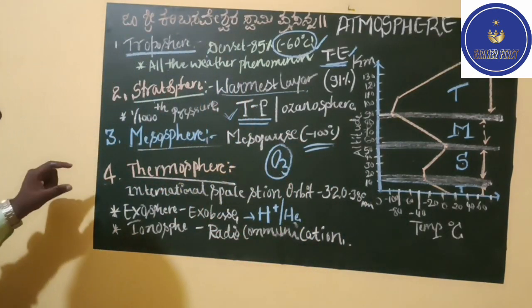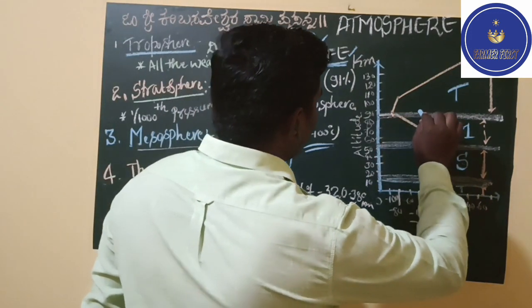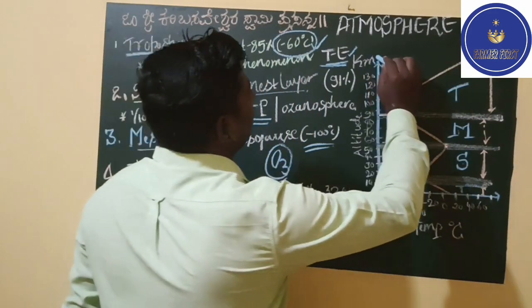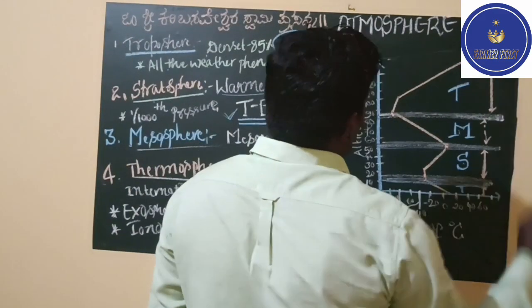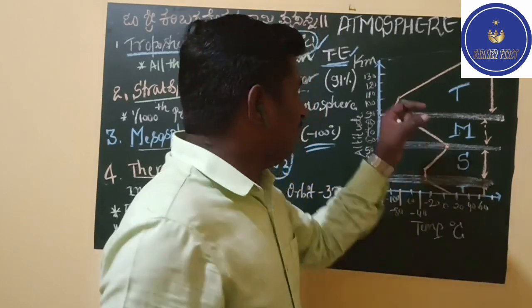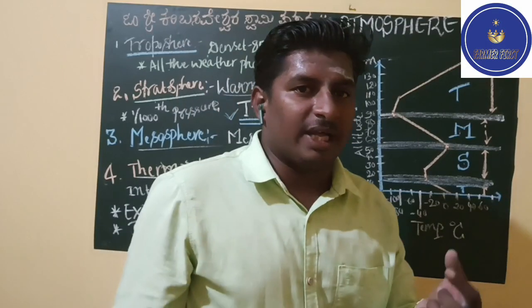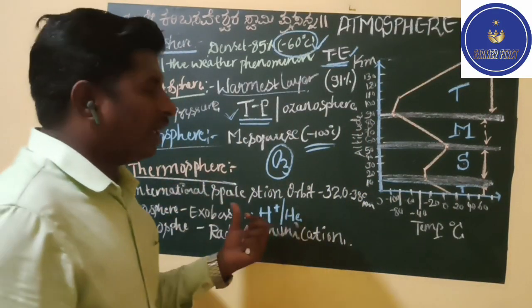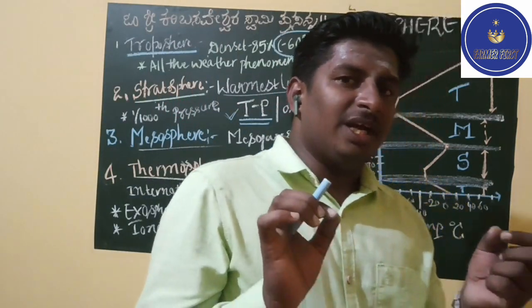Next is the thermosphere. As you can see here, my dear friends, it extends more than 50 kilometers, but it does not have any specified boundary. The outer layer of the thermosphere is called the exosphere. The end of the thermosphere and the base of the exosphere is called the exobase. That exosphere is completely full of hydrogen and helium.